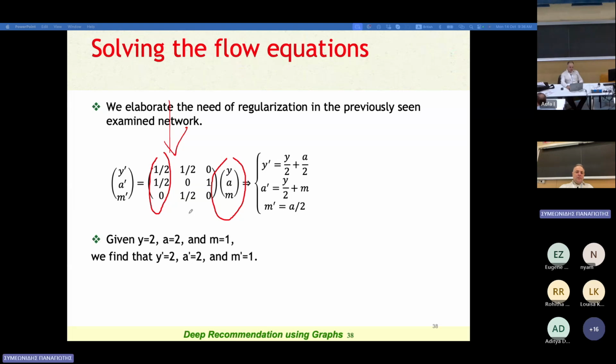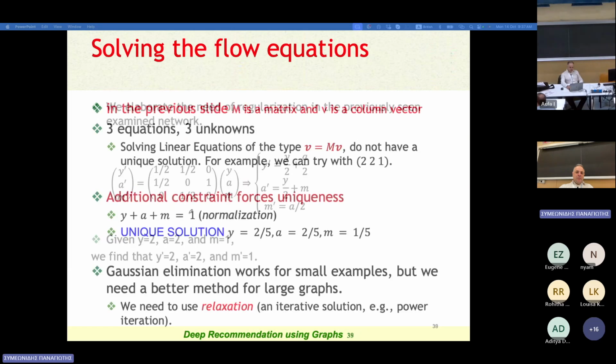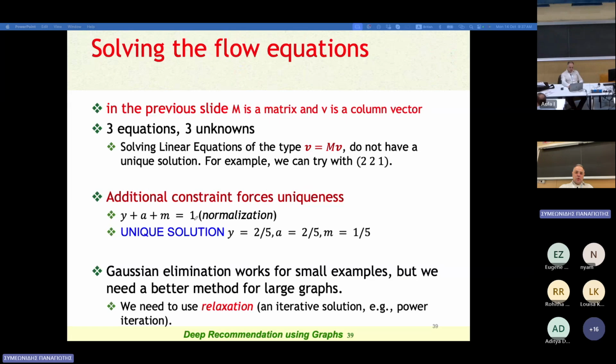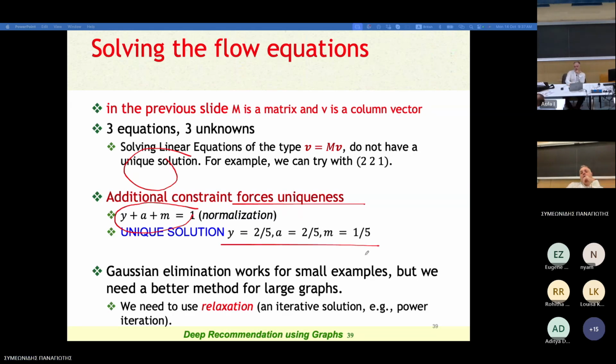Of course, these linear systems have many solutions. In order to acquire one unique solution, we should enforce a constraint. And here is the constraint: the sum of importances of Yahoo, Amazon, and Microsoft should be equal to 1, and then we can have a unique solution. So the importance of Yahoo is 2 divided by 5, of Amazon 2 divided by 5, and of Microsoft 1 divided by 5.